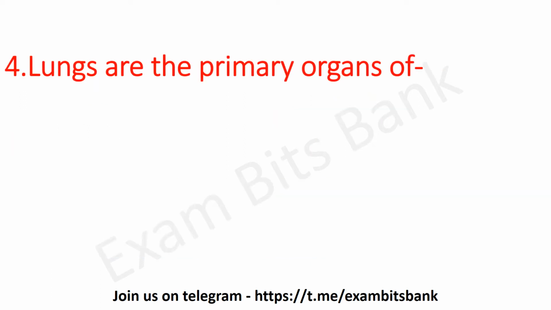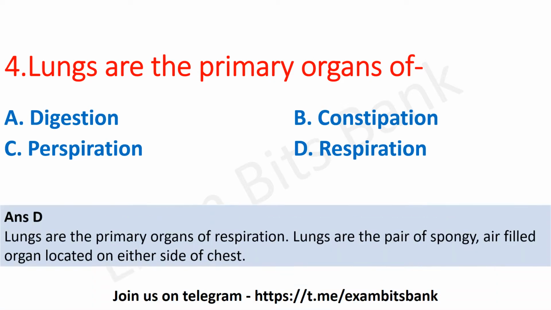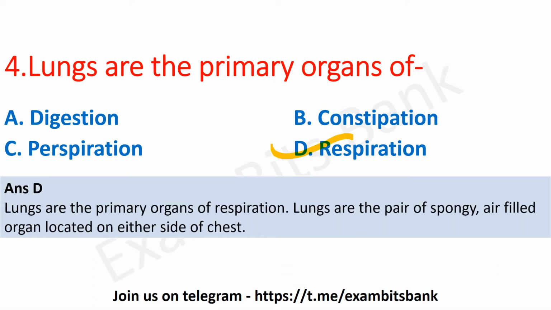Moving on to next question. Lungs are the primary organs of, the options are digestion, constipation, perspiration or respiration. And the correct answer for this question is option D, respiration. So lungs are the primary organs of respiration and lungs are a pair of spongy air-filled organs located on either side of the chest.